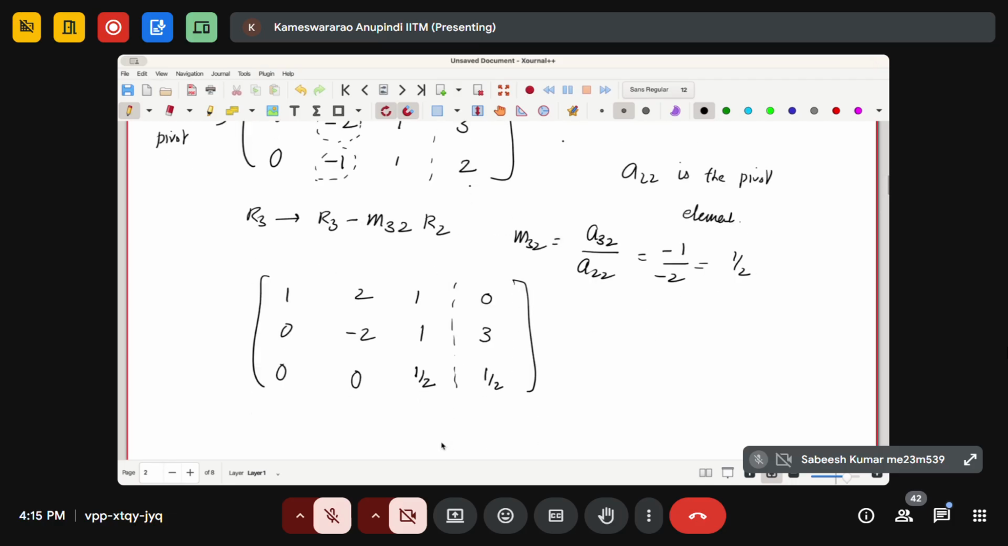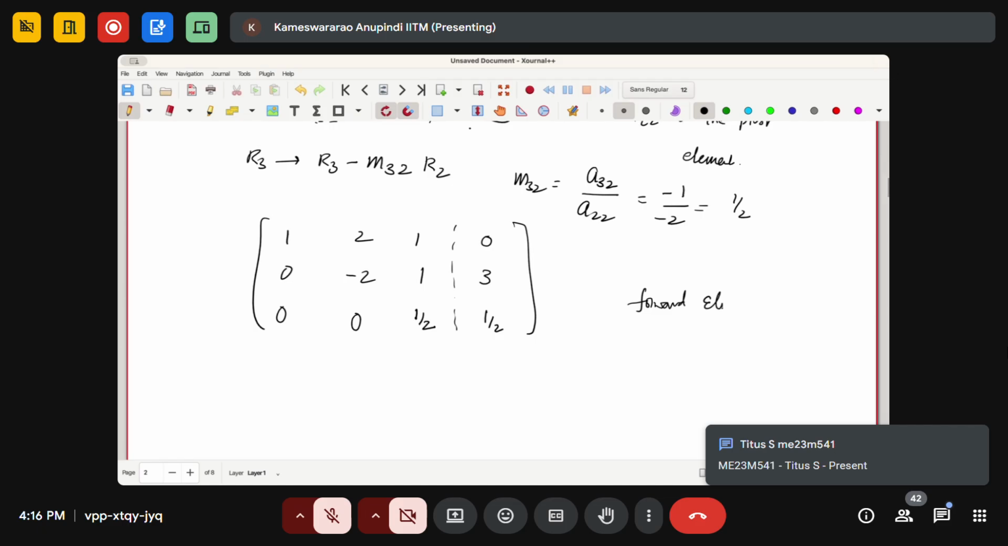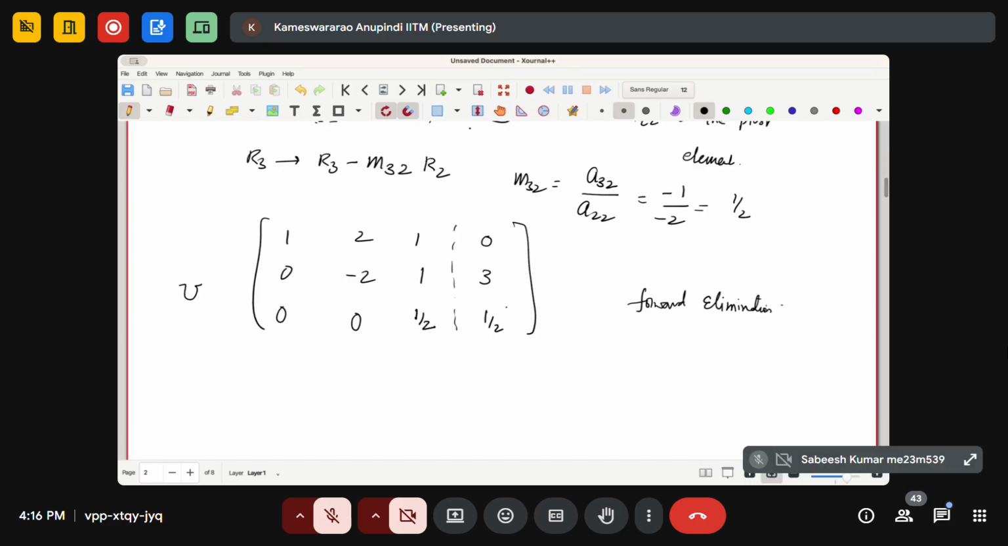Okay, so now, as you can see, we have performed row operations, and we are done with the forward elimination, right? We have obtained the matrix in the upper triangular form. As you can see, the right-hand side also got modified. So we had something called B before. The B was having values of 0, 3, 2. Now this new B has got values of 0, 3, and 1 by 2.